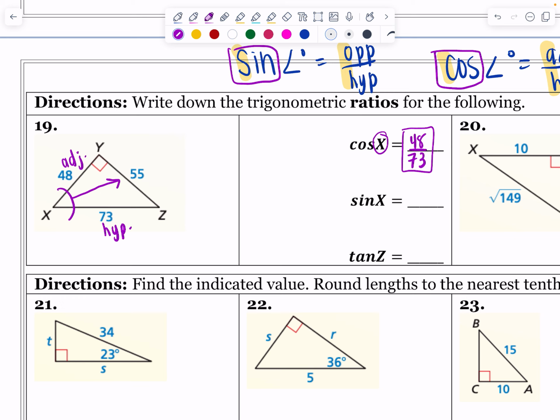Now we want the sine of x. What is the sine of x? That's going to be opposite over hypotenuse. So that is going to be 55 over 73. Again, that is a fully simplified fraction. So that's 55 over 73.